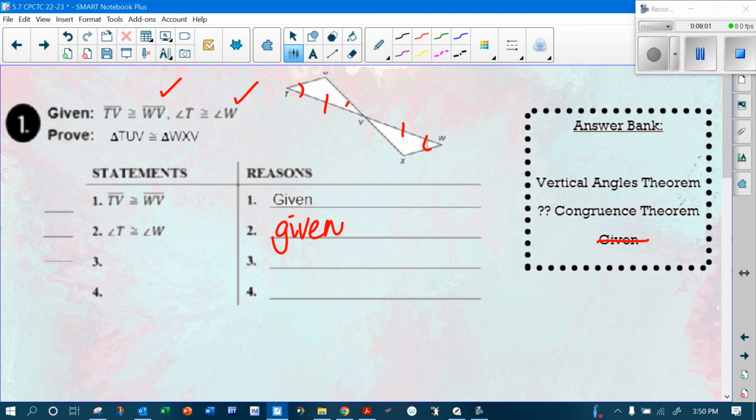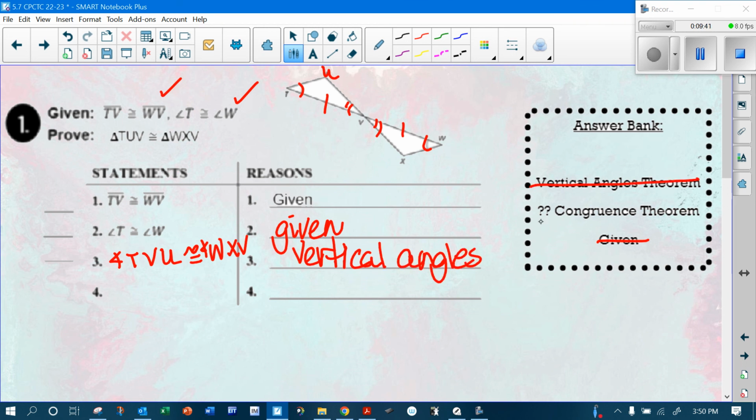All right, now I know that this angle right here is equal to this angle right here. This is angle U. So angle TVU is congruent to angle WXV, and these are vertical angles. Vertical angles are always congruent.